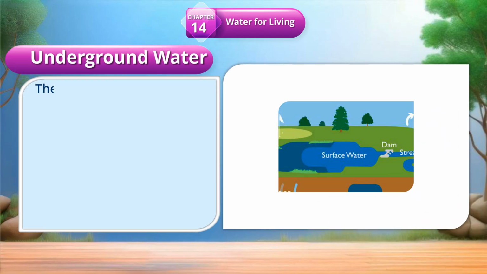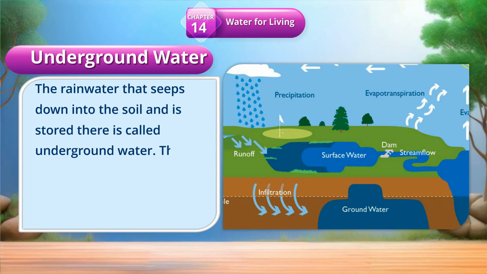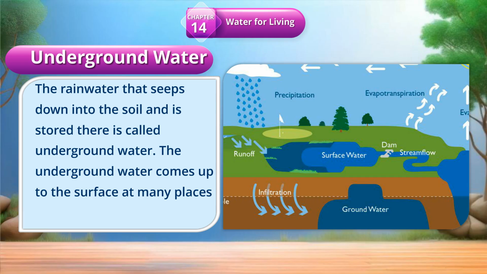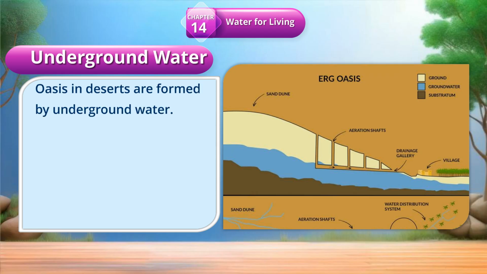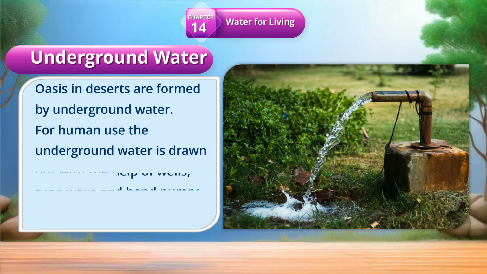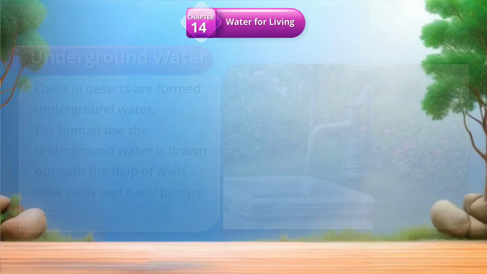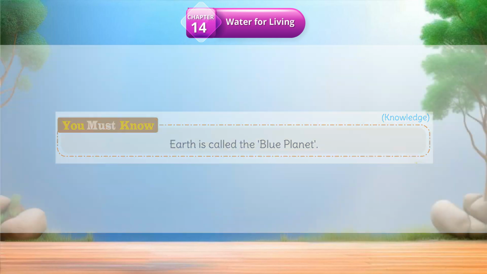Underground water. The rainwater that seeps down into the soil and is stored there is called underground water. The underground water comes up to the surface at many places as natural springs. Oases in deserts are formed by underground water. For human use, the underground water is drawn out with the help of wells, tube wells, and hand pumps, etc. You must know, Earth is called the blue planet.